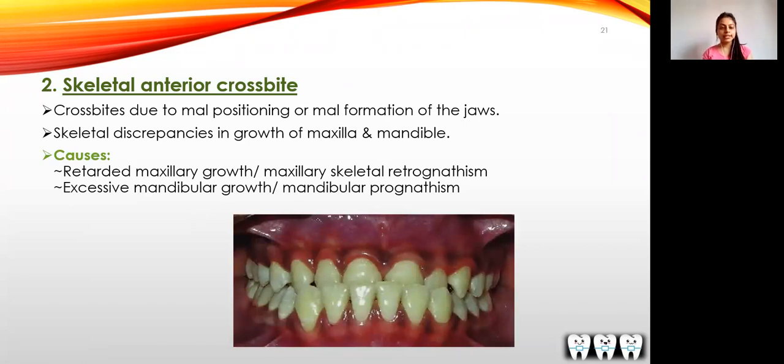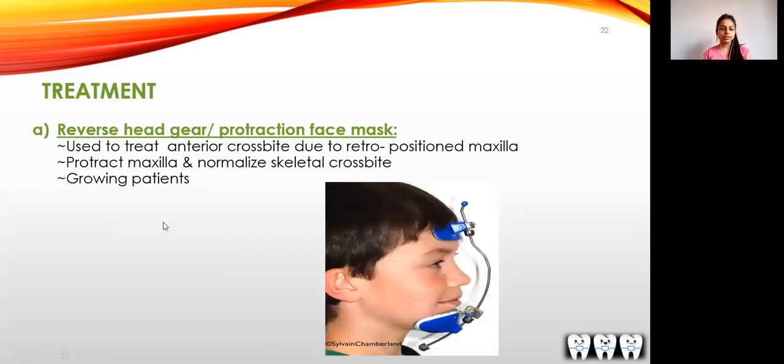These are crossbites due to malpositioning or malformation of the jaws, or skeletal discrepancies in the growth of the maxilla and mandible. The causes for the skeletal discrepancies are retarded maxillary growth or maxillary skeletal retrognathism, or excessive mandibular growth or mandibular prognathism. This type of malocclusion should be intercepted at an early stage of life by growth modulation procedures using different orthopedic appliances. Now let's talk about the treatment.